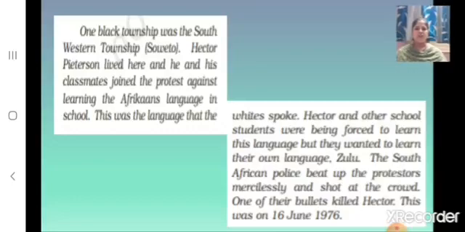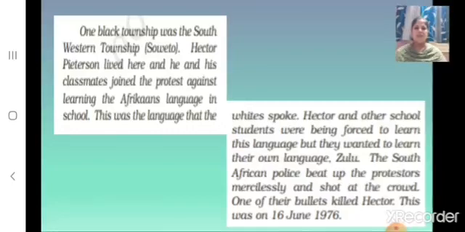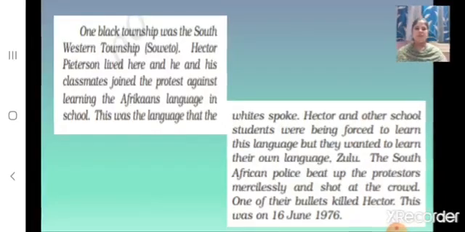So what happened then? The South African police beat up the protesters mercilessly and shot at the crowd. And one of their bullets killed Hector. This was on 16th June 1976. So when was Hector killed? Hector was killed on 16th June 1976.